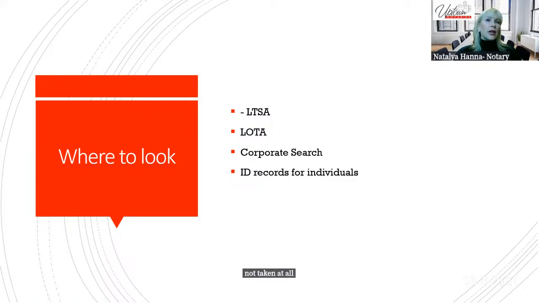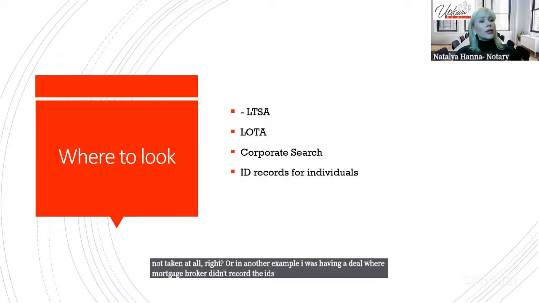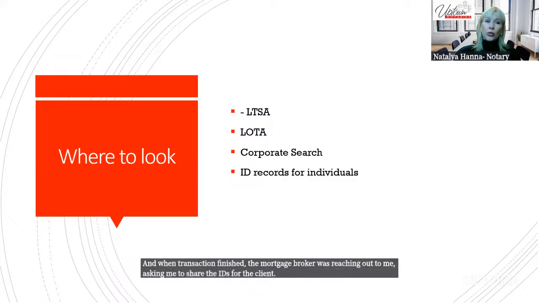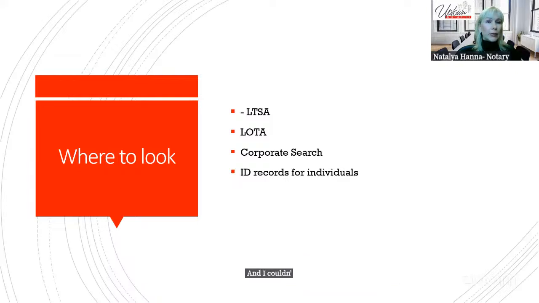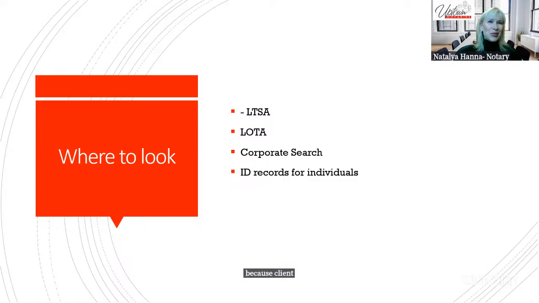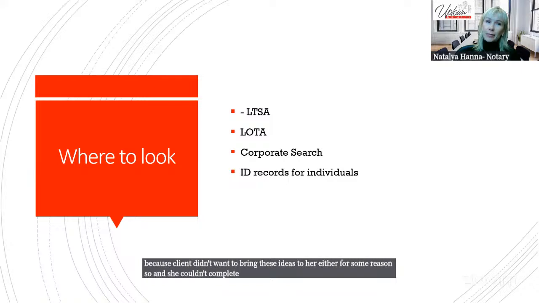Or in another example, I was having a deal where the mortgage broker didn't record the IDs, and when the transaction finished, the mortgage broker was reaching out to me, asking me to share the IDs for the client. And I couldn't do that because I have a privacy policy with my client, and I cannot release this without the consent of the client. So the mortgage broker was in trouble there because the client didn't want to release IDs to her either for some reason. And she couldn't complete her reporting documents, right?